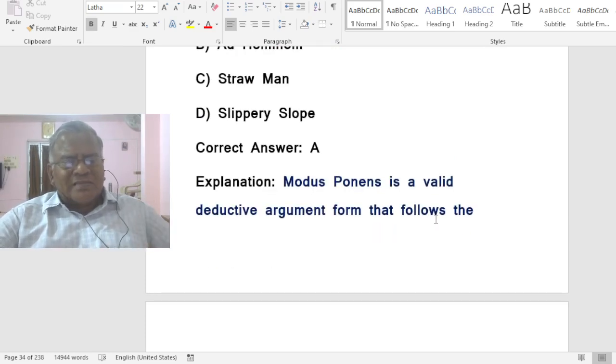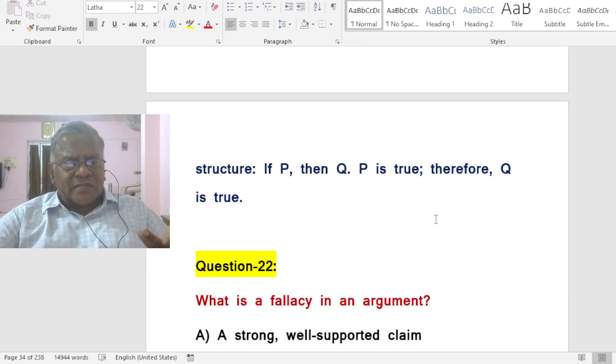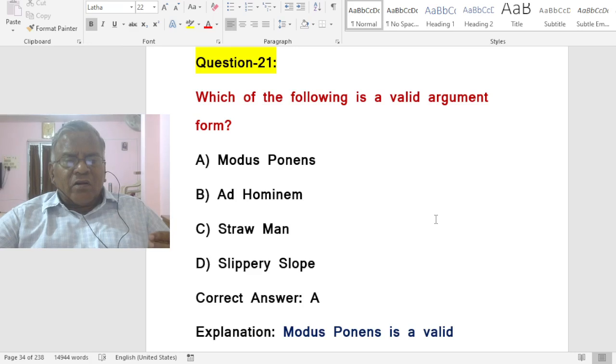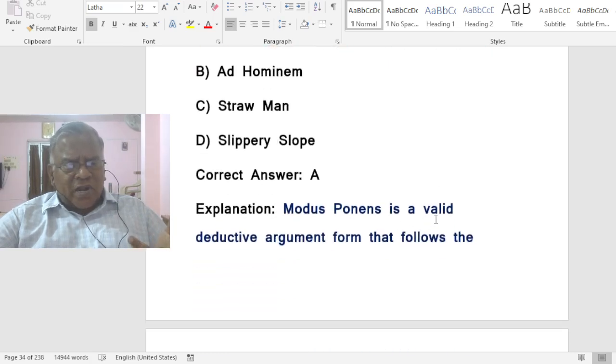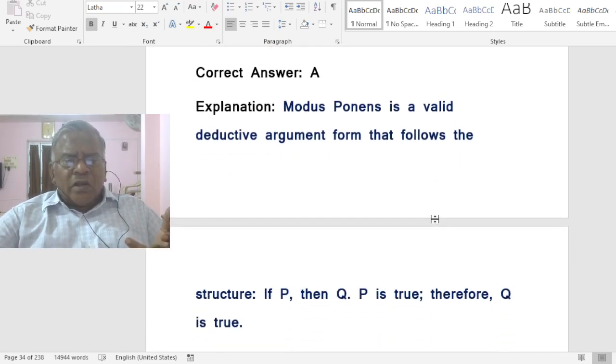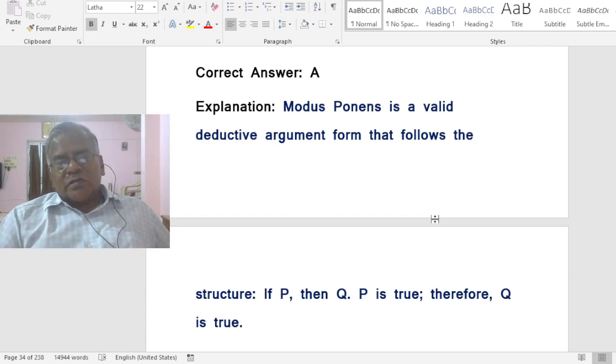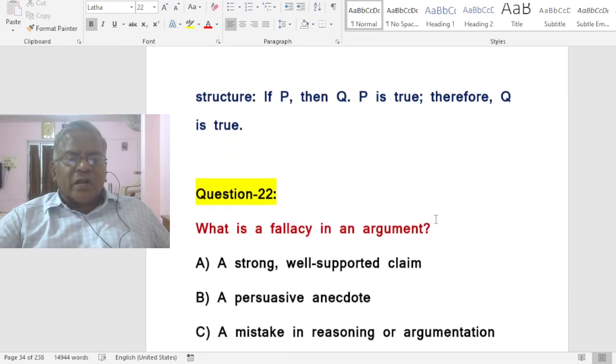As I see all these examples, these are all concepts in logic. We need to know that. They may be asking this, yes. So, what is modus ponens? Which of the following is a valid argument? Modus ponens is a valid argument. How? It follows the structure. That is, if P, then Q. P is true, then Q is true. This is called modus ponens, a valid deductive argument, right?